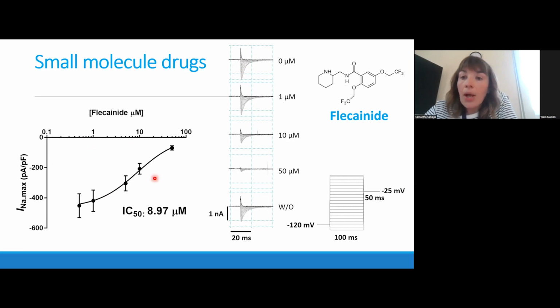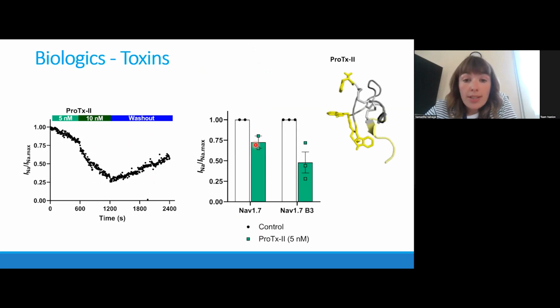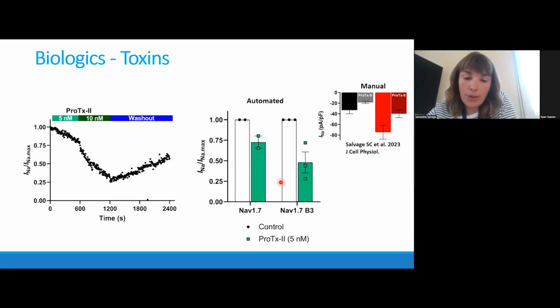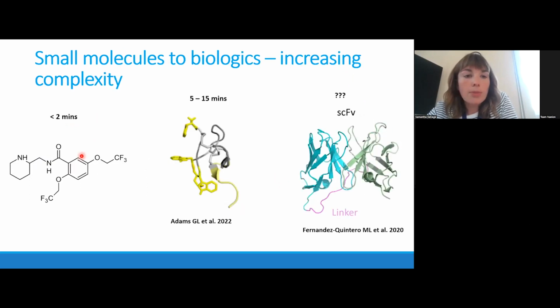So that's great. We've also worked with small biologics, so toxins. These are small proteins, larger obviously than small molecules. When we perfuse this in, so this is protoxin 2, and it specifically inhibits NaV1.7, we start to see an effect after about 10 minutes. So a bit longer than the small molecule, but well within the time course of the cell surviving in the whole cell configuration. And this is consistent with what we get on manual recordings as well, where we have to pre-incubate for 10 to 15 minutes. So we're going from a small molecule with less than 2 minutes to take effect, to a slightly more complex small protein, 5 to 15 minutes.